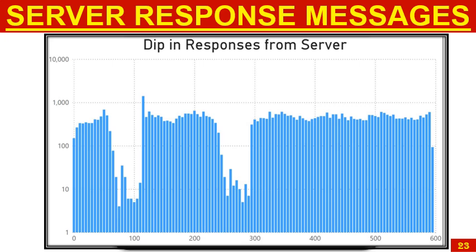Here is the graph of responses from the server. We can see in both time windows when the slow low risk attack was mounted, there is a significant dip in the response messages. That means when the slow low risk attack is initiated on a server, in that time duration, the server response messages see a significant dip.